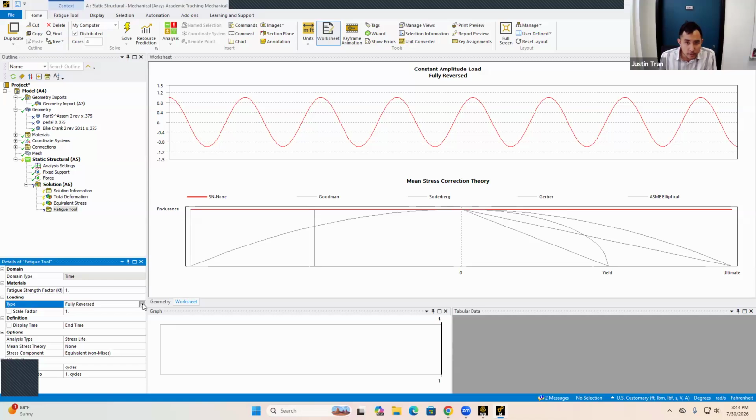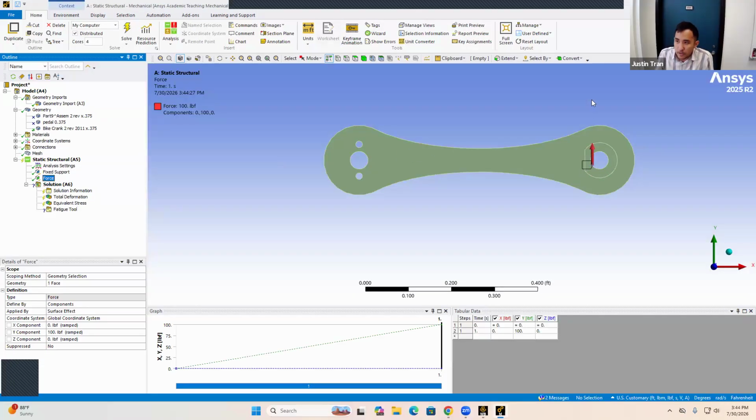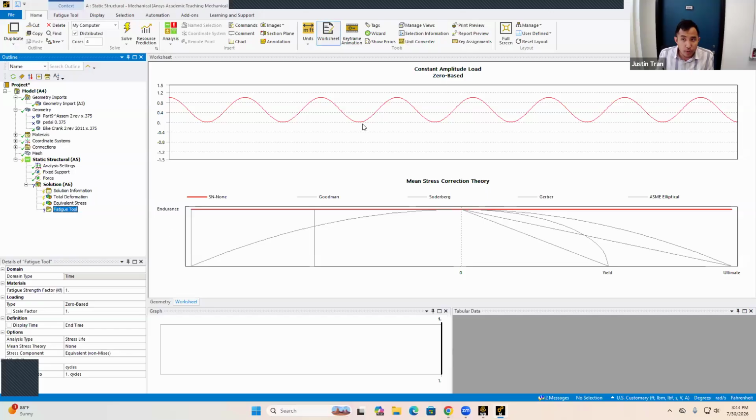Another way you can do the loading cycle is zero-based. This is actually more common. In a zero-based loading scenario, the load will go up to its maximum value of 100 and then go back down to 0. It's not going to change direction. On the zero base, it just goes up and then back, up and then back. So you can choose which one you want given your situation.